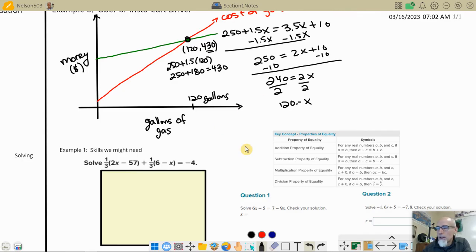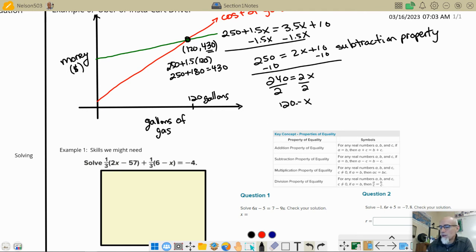Now, I don't think we're going to have any of these where you have to list what property you're doing over here. So like right here, I could call this the subtraction property of equality. But what I'd like you to think about is that whatever you do to one side of the equation, if you do the same thing on the other side, 99.9% of the time in algebra, you're going to be okay.